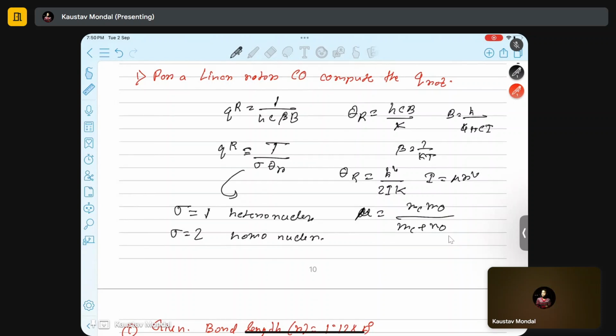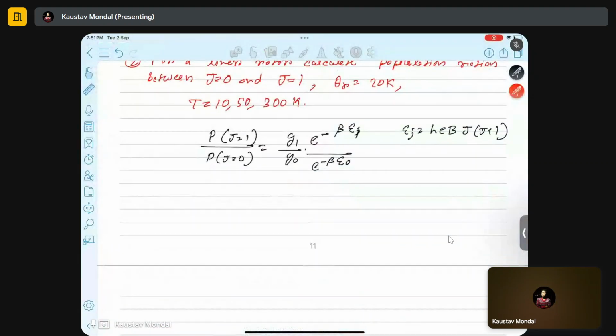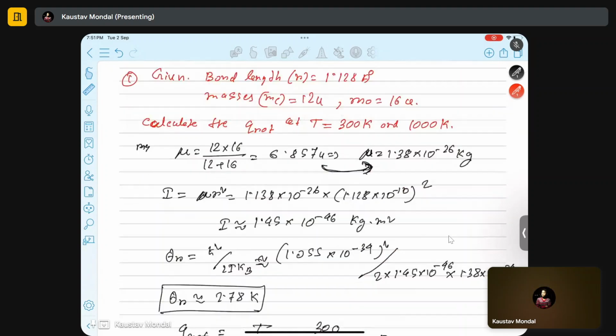Yeah, you can see here from this, theta_r = hcB/k. So as theta_r = hcB/k, you can write E_J = k theta_r J(J+1), and there is a degeneracy, that is J(J+1).